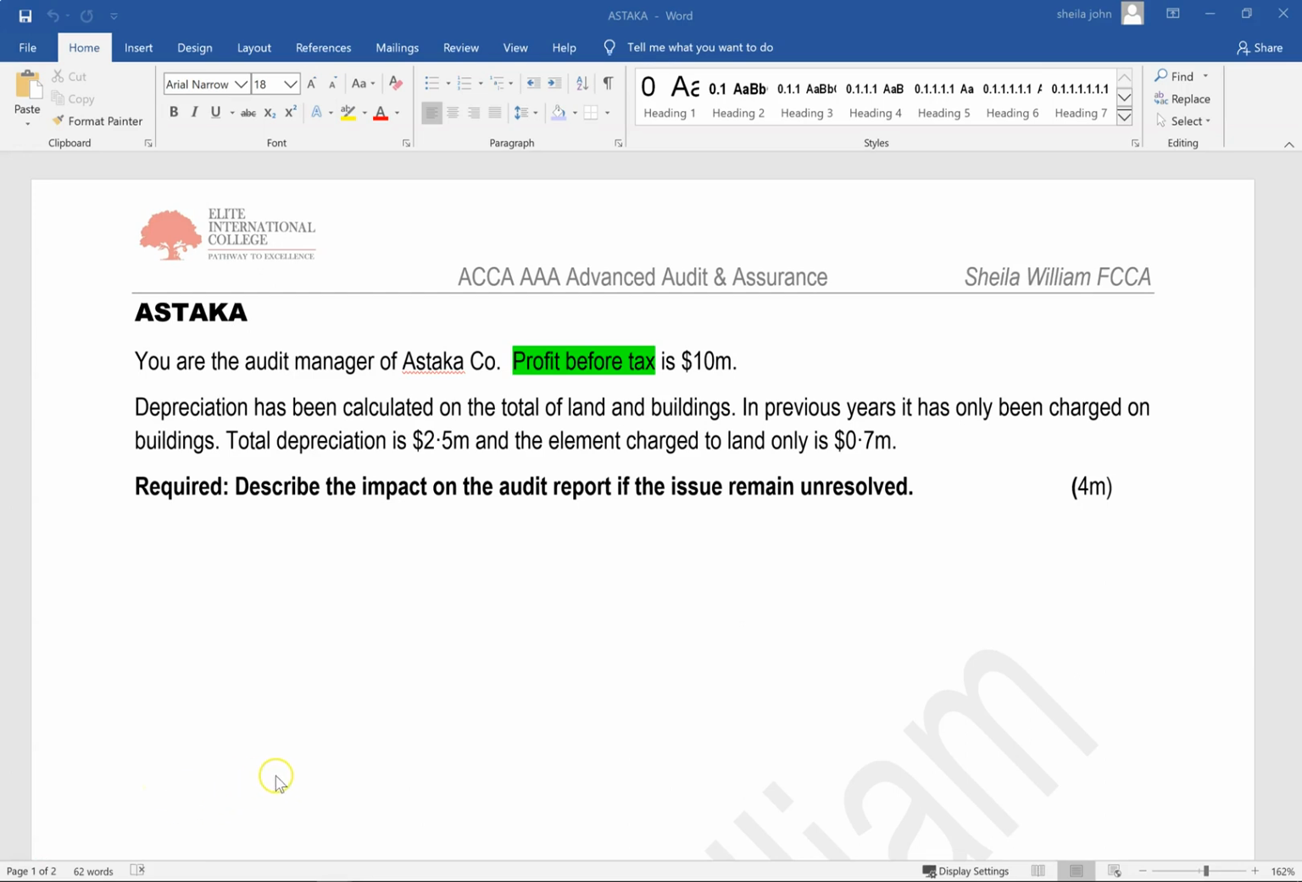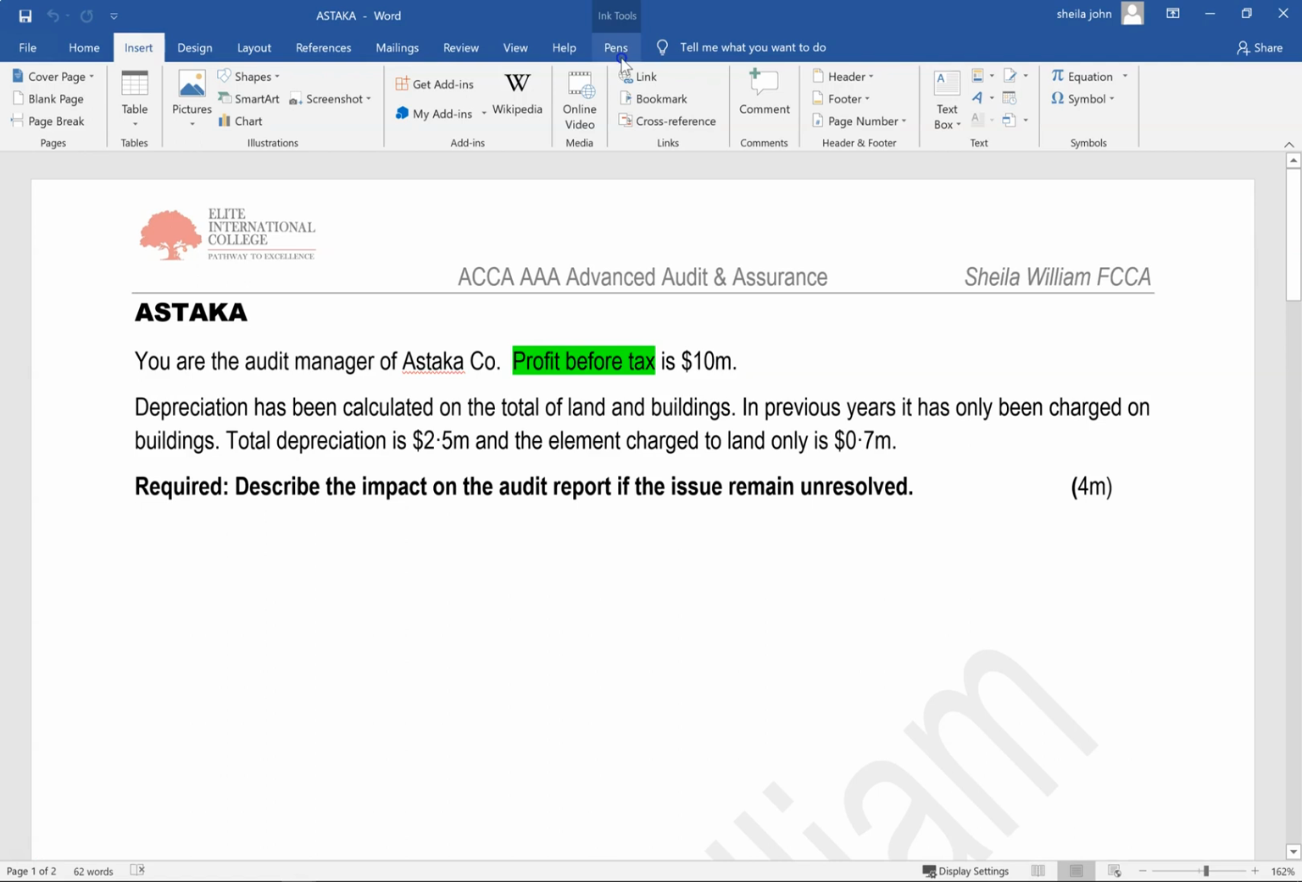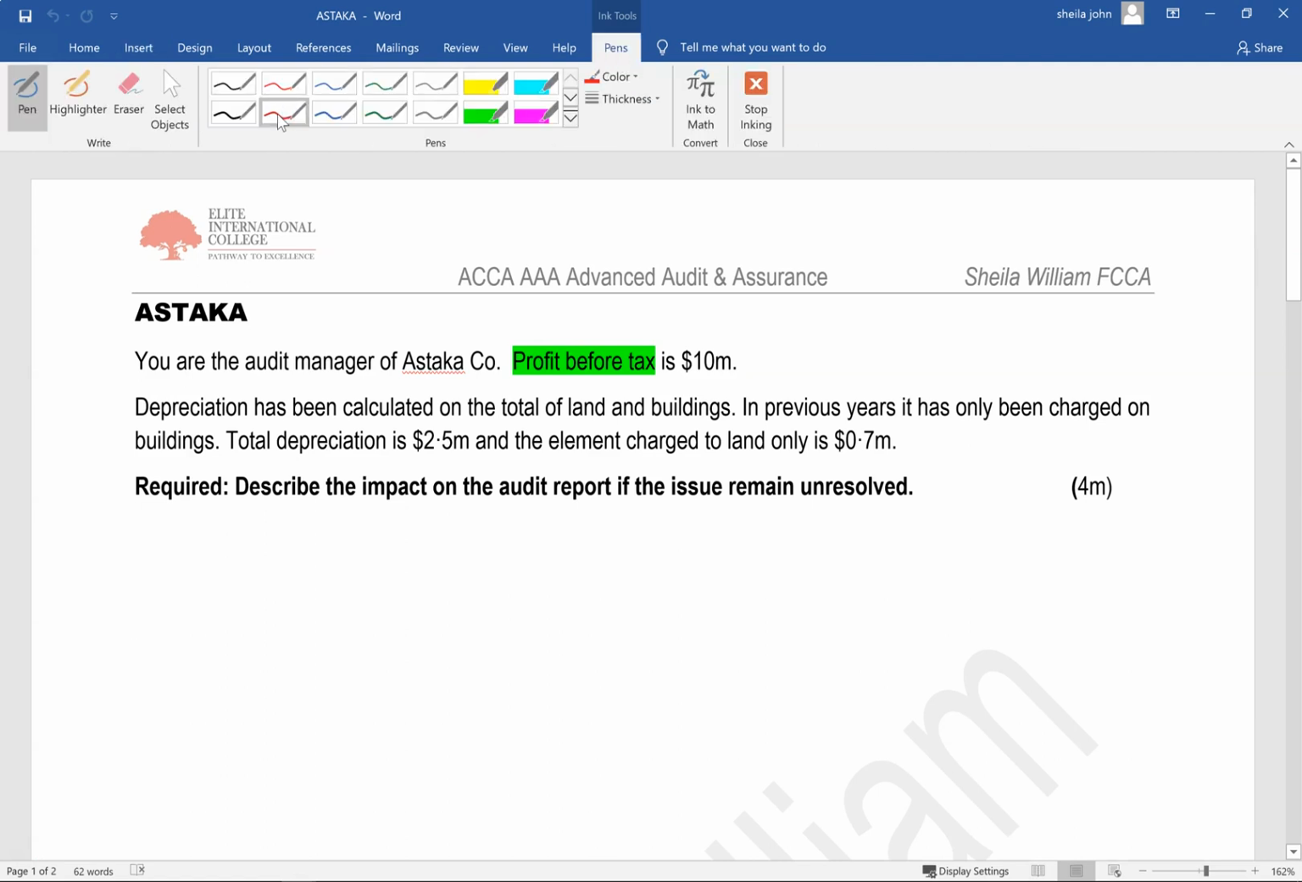Now let's see whether we can do this question called ACCA. It's very, very simple. We just want to go through the principles of how we're going to handle this kind of question where the requirement says, describe the impact on the audit report. Take note, it says audit report and not audit opinion, if the issue remains unresolved.